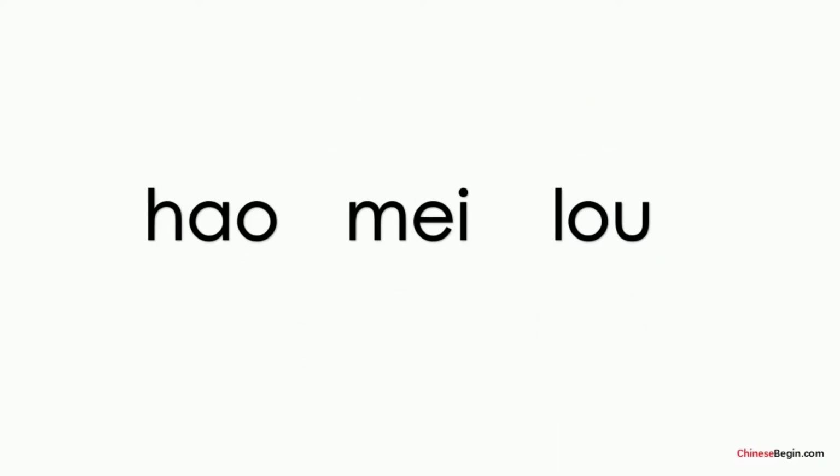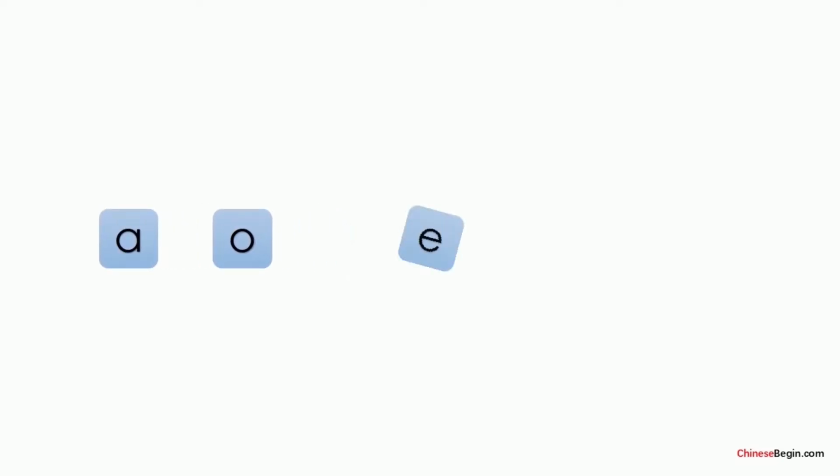If there are two or more vowels in the final of a syllable, the tone mark is placed on the one which requires a bigger or the biggest opening of the mouth. For example, there are three syllables, 好, 美, 楼. So, the sequence being a, o, e, i, u, ü in the descending order.